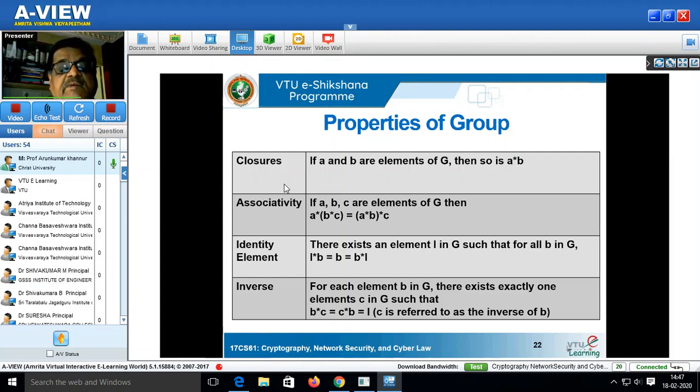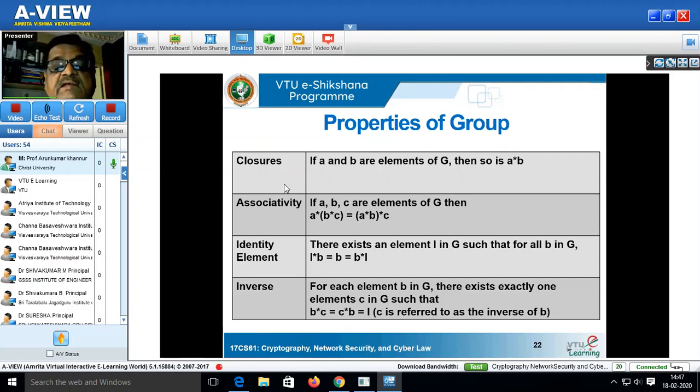Third one is identity element. There exists an element I in G such that for all B in G, I star B equal to B star I. Fourth one is inverse. For each element B in G, there exists exactly one element C in G that fulfills B star C equal to C star B equal to I. C is referred to as the inverse of B here.